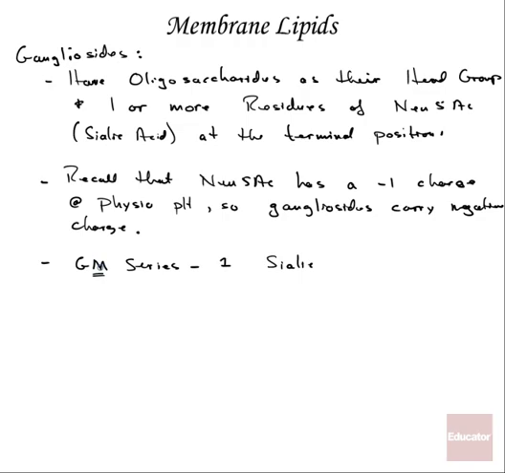Personally, I find this very, very confusing. I still find it very confusing. It makes me crazy. But there you go. So the GM series, one sialic acid residue. You have a GD series, disialic acid residue. So here you have two sialic acid residues, and it goes on like this. You have the GT series, you have the GQ series, mono, di, tri, quarto, quinto. It just goes on like that.